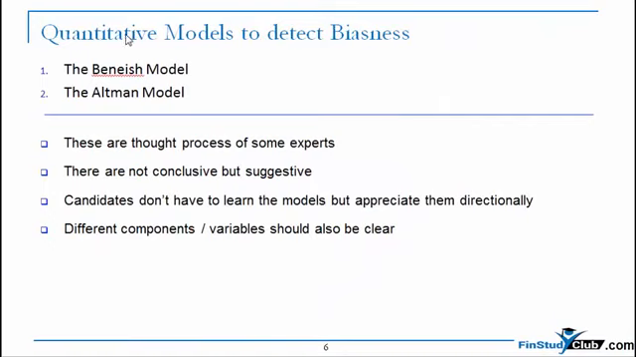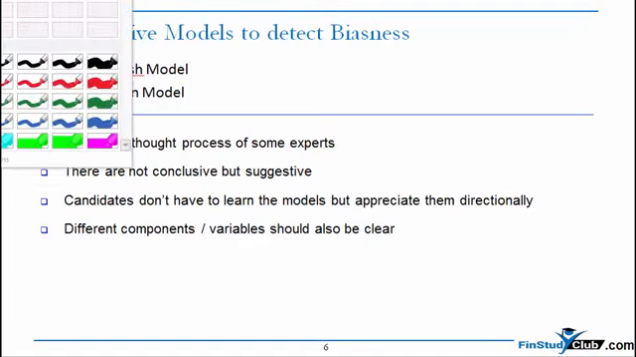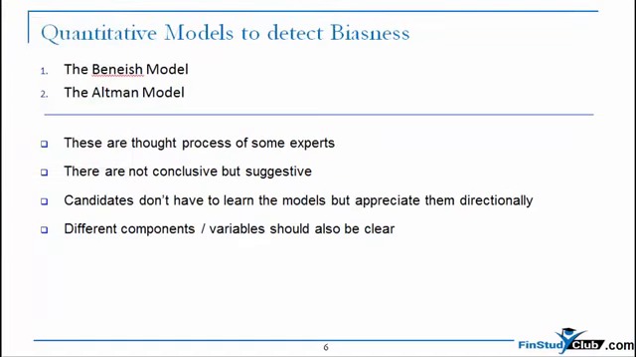So coming on to one of the most interesting aspects of this reading, which is the quantitative models to detect bias. Now let me give you a quick context of who created these models and how these things came into existence. Honestly speaking, if you and I go to meet Warren Buffett and ask, Mr. Buffett, when do you consider a company being manipulative? He's going to give us his thoughts, let's say 4 or 5 basic points.